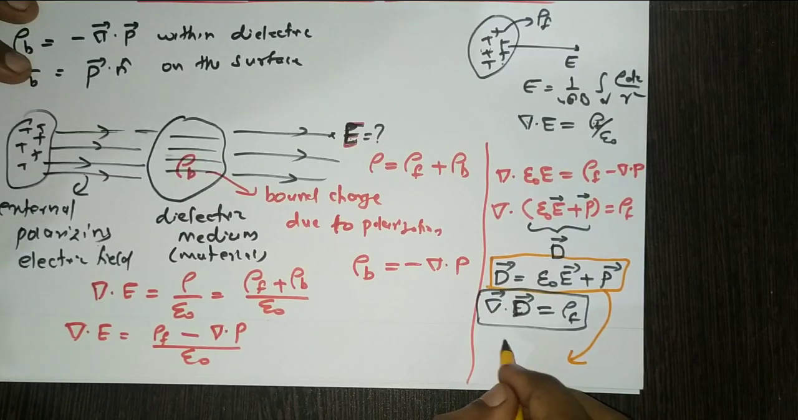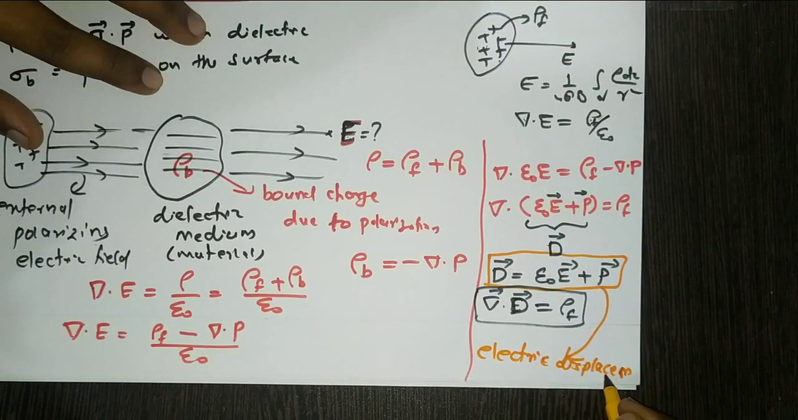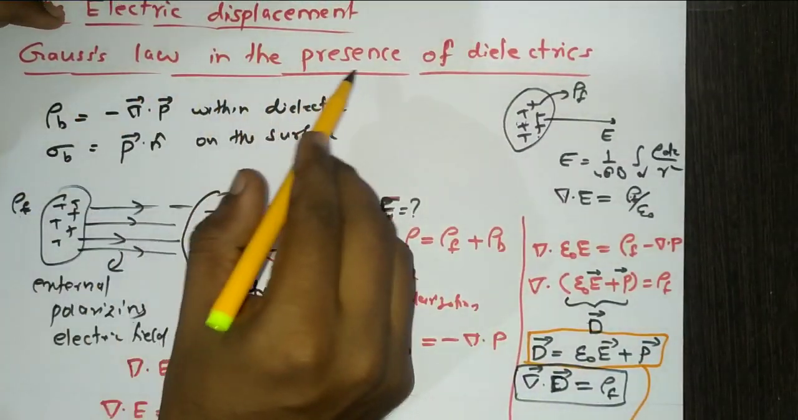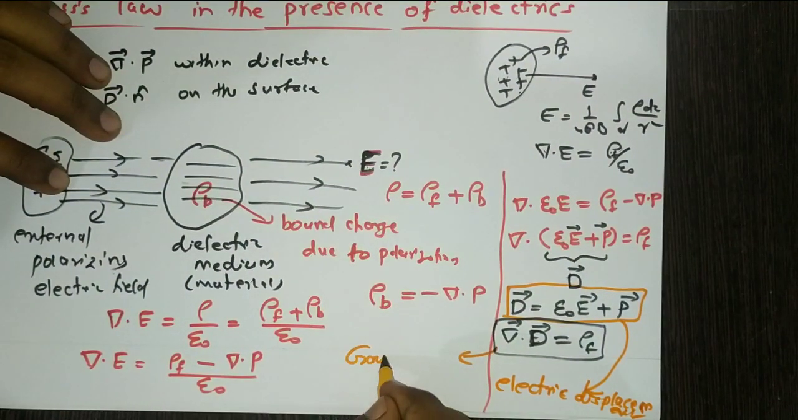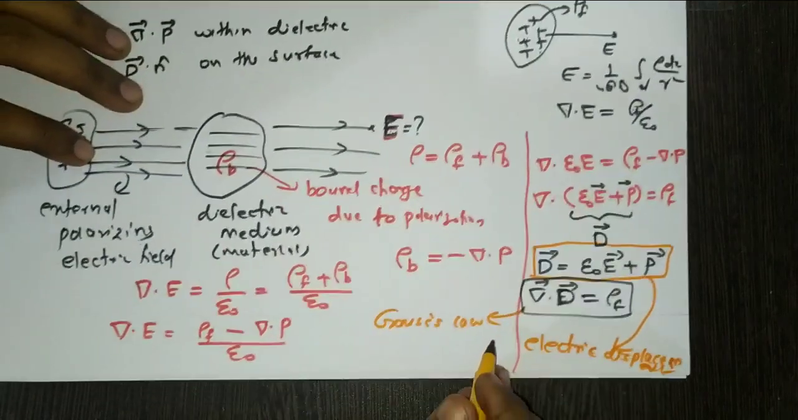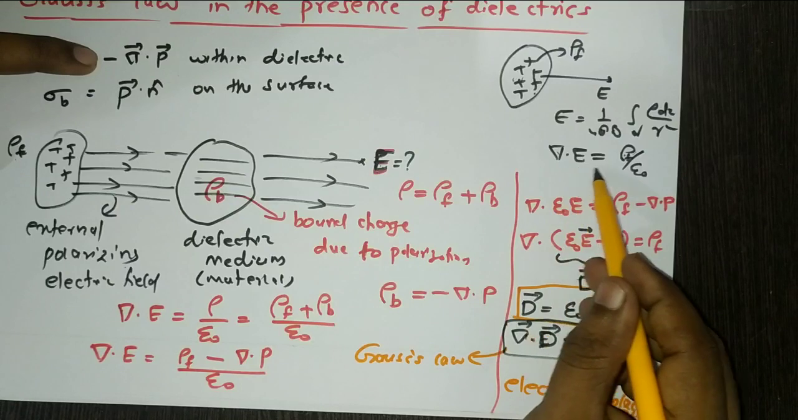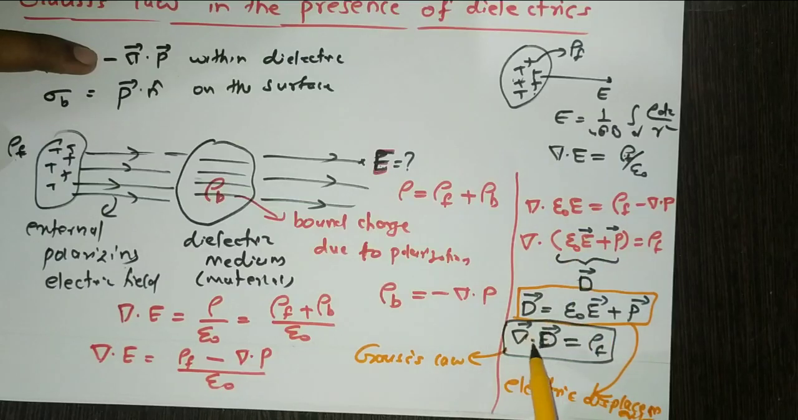This is the electric displacement. This is Gauss's law in the presence of dielectric. Here, everything is the same. In the case of free charges, Gauss's law was del dot E is equal to rho f by epsilon 0. But in the case of dielectric, that is modified, and del dot D is equal to rho f.